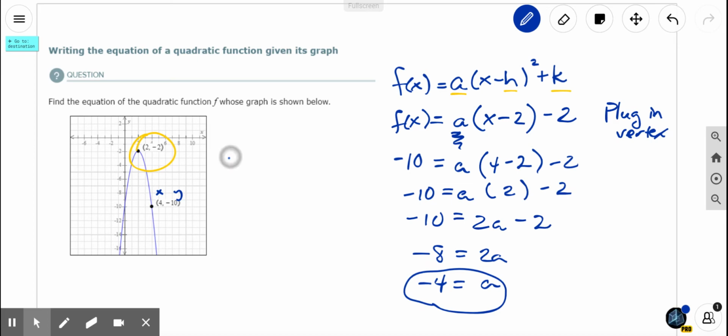And then you can now write the equation of that quadratic. It is f of x equals -4, we're plugging in a, we found it, times x minus 2 minus 2.